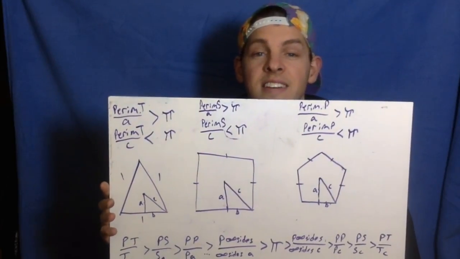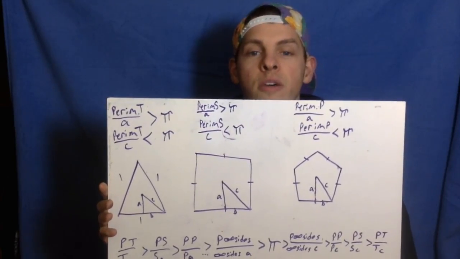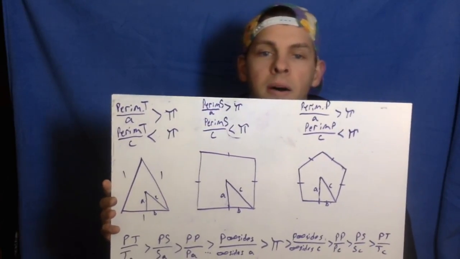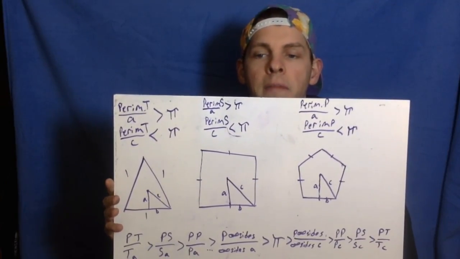I think that's how we can appreciate pi: look to see what the ratio is of the perimeter of any polygon, and how the more sides we add, the closer we get to pi.